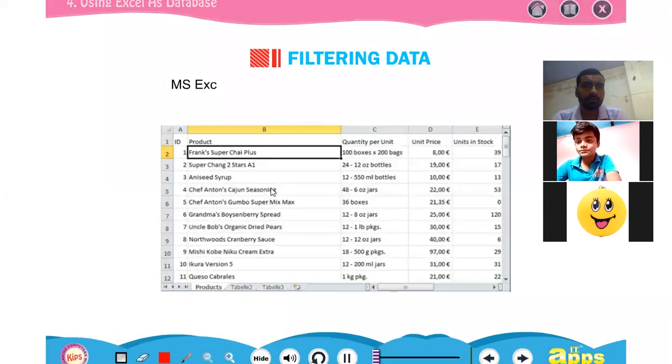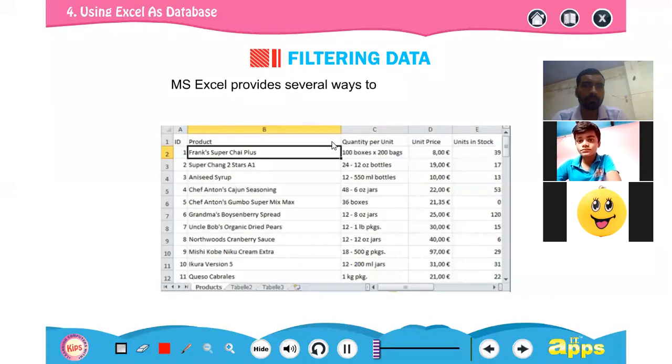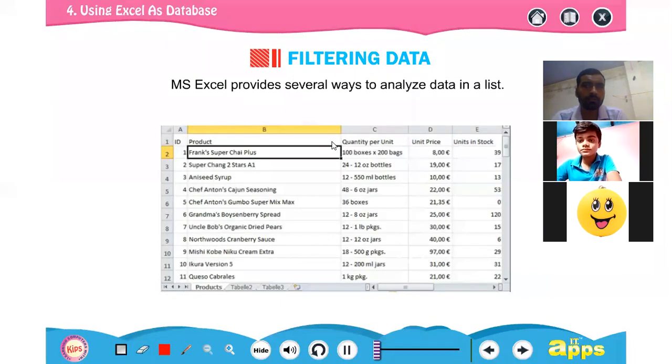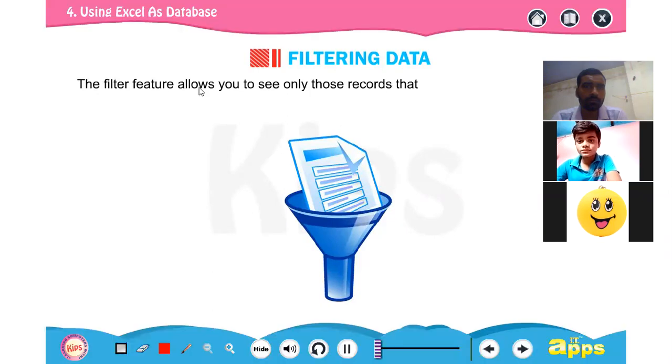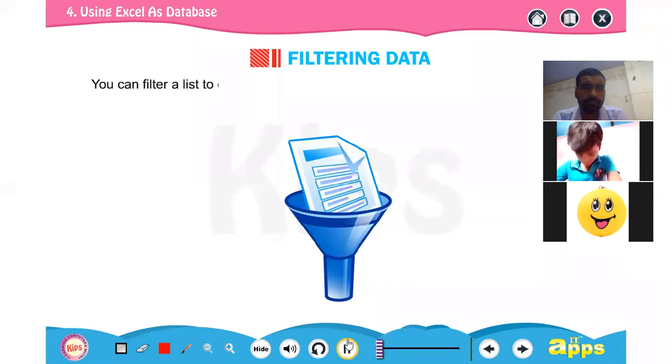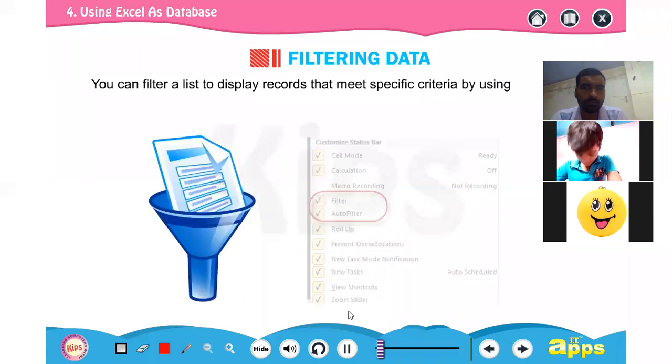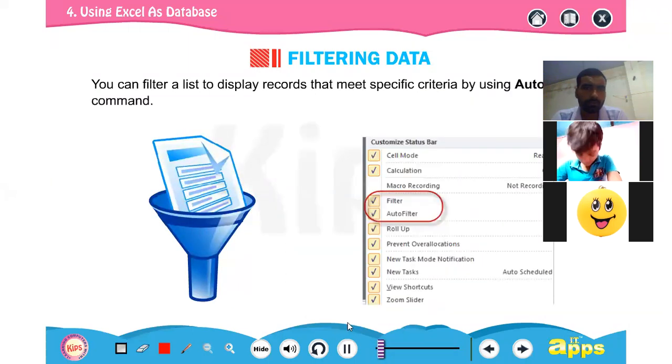MS Excel provides several ways to analyze data in a list. The filter feature allows you to see only those records that you want to see, while it hides away the rest of data temporarily from the view. Okay, students. You can filter a list to display records that meet specific criteria by using the AutoFilter command.